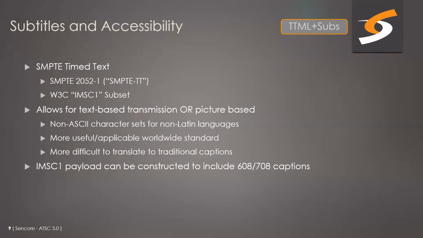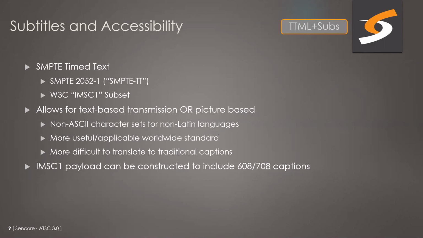So the SMPTE time text standard is very broad. ATSC 3.0 narrows the options there a little bit, but basically allows for both ASCII text-based characters and picture or non-ASCII characters. So really combining some of the different features from 608, 708, teletext, and subtitles all into one standard.